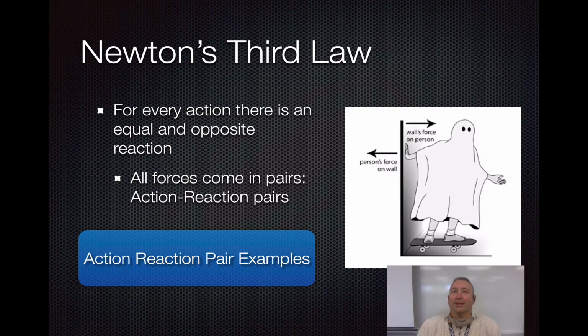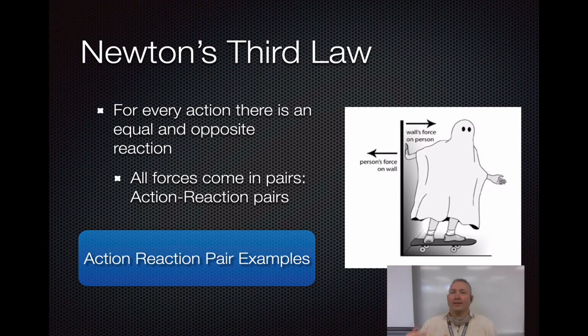What that really means in terms of physics is that for every force, there's an equal and opposite force. All forces have to come in pairs, and we call them action-reaction pairs. So if we look at this ghost pushing against the wall, the force that the ghost is putting on the wall is to the left, but they're going to move to the right because the wall is putting just as much force on that person. So the person's force is the action force. The force from the wall is the reaction force. So the wall is putting just as much force on the person.